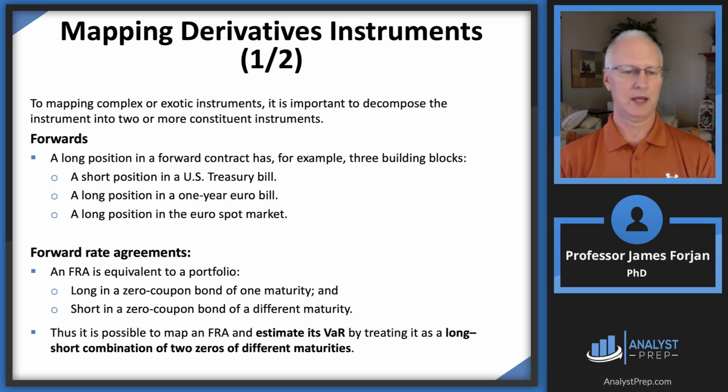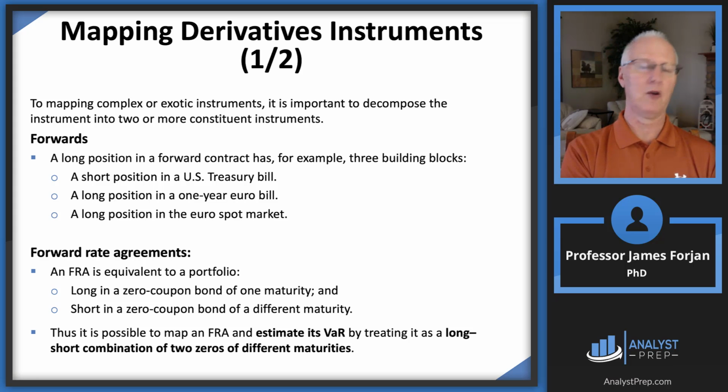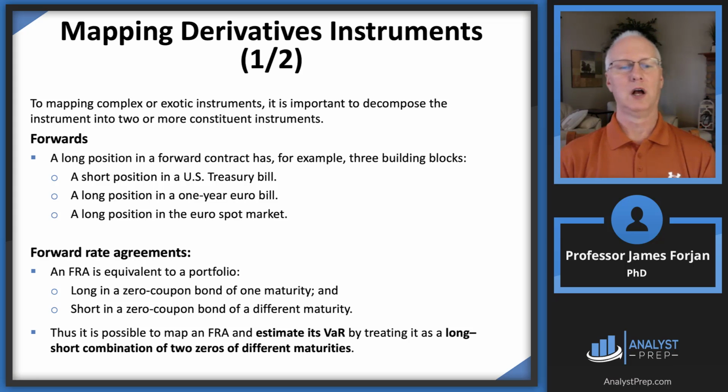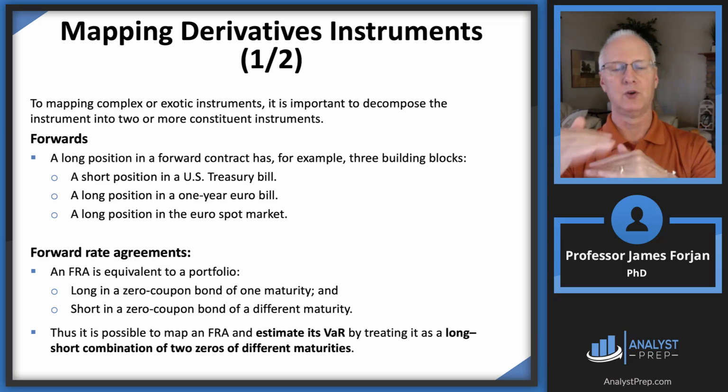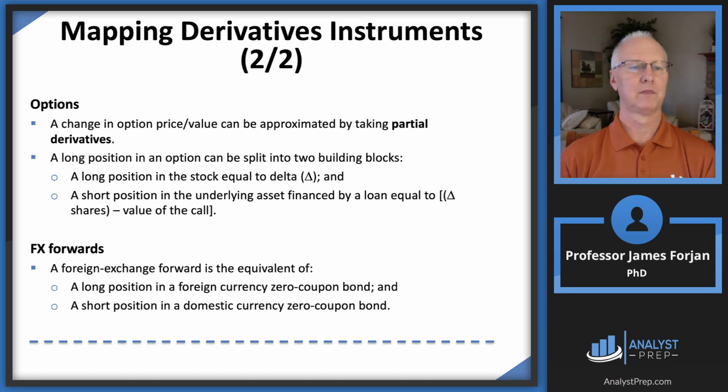And you do the same thing with a forward rate agreement, right? That's the long position in a zero coupon bond with one maturity, and a short position in a bond with a different maturity. I mean, this is how we price forward rate agreements. This is how we price swap contracts. And so you just take those two maps and those two risk factors, and then you sum them.